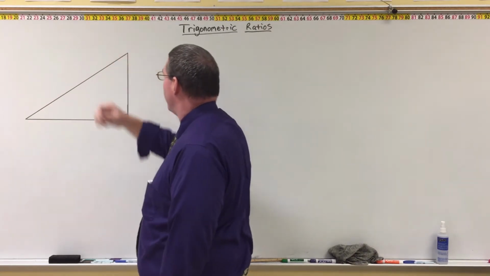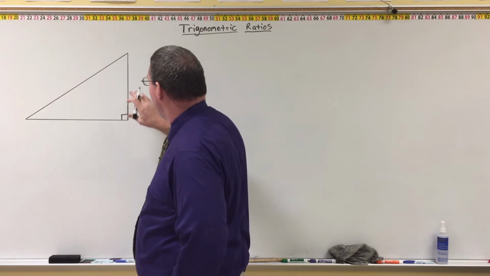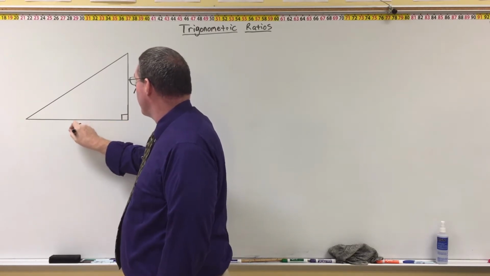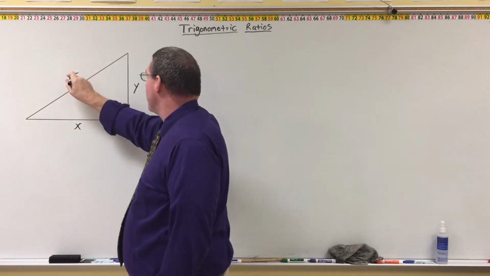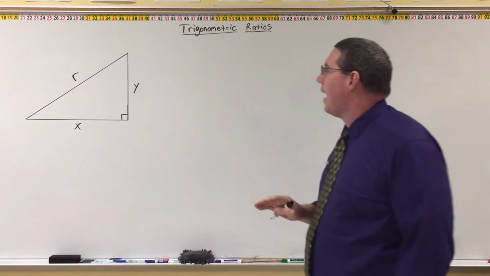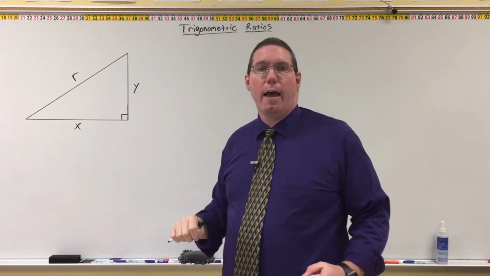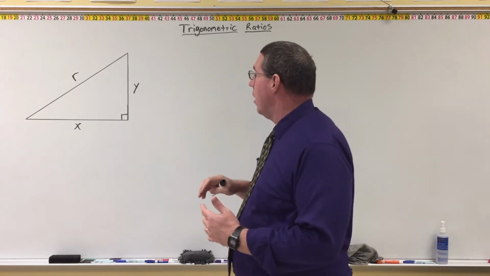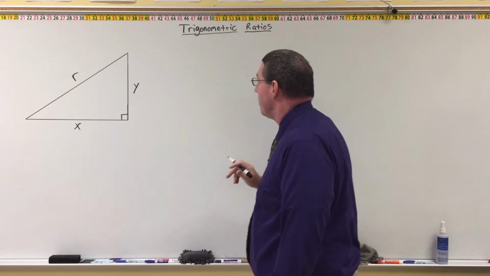Let's say that we have a right triangle and let's say that this side over here is side y, and this is side x, and let's call the hypotenuse side r, okay? And so here's the idea. Given 3 sides, we can identify up to 6 ratios of the sides. Let me show you what I mean instead of just saying it.